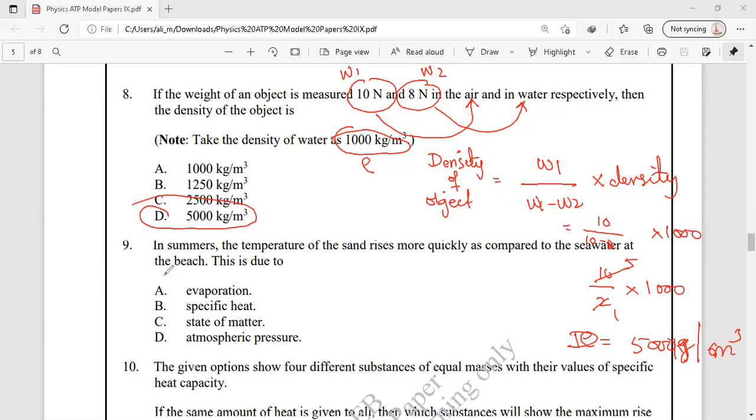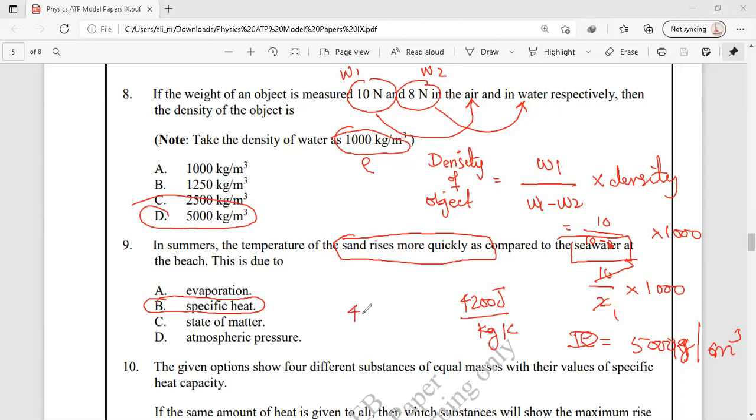Then we have question number 9. In summer, the temperature of sand rises more quickly as compared to sea water. So we know that sand becomes hot very quickly as compared to the sea water or just water. This is due to the specific heat capacities of water and sand. The specific heat capacity of sand is around 400 joules per kg Kelvin, while for seawater it is 4200 joules per kg Kelvin.